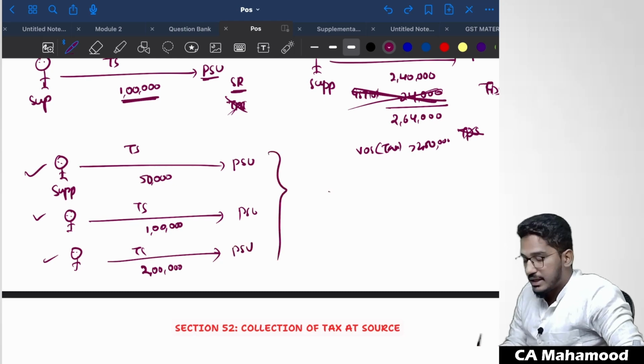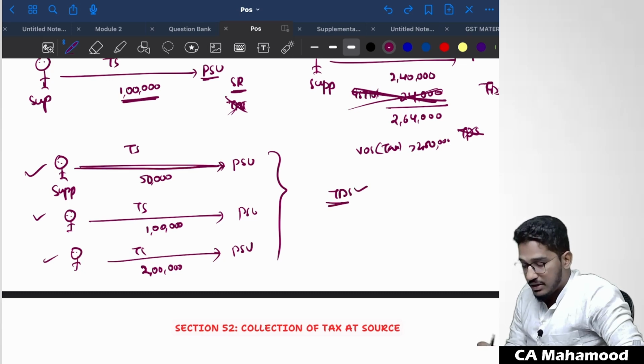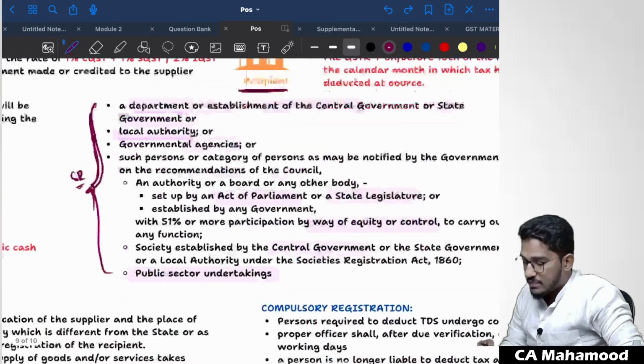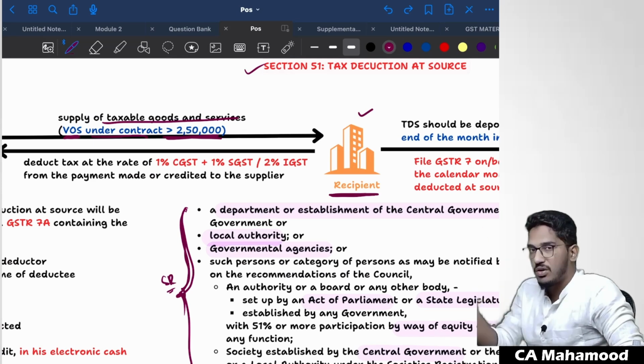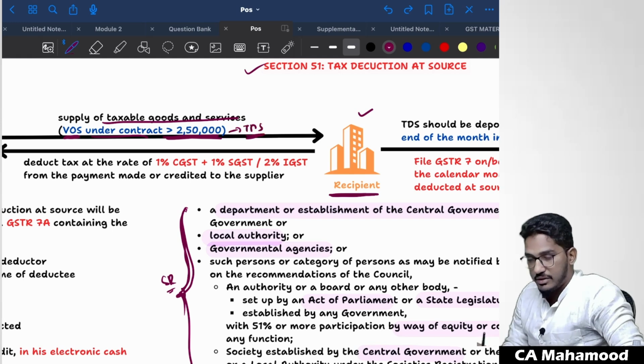So now you tell me, will the TDS become applicable? Yes. Why? Because individually the transaction might be less than 2,50,000, but under the entire contract, the value of supply under the same contract has already exceeded 2,50,000. Now on this entire value of 3,50,000, TDS will be deducted. Able to understand? So TDS provisions will become applicable when supply of taxable goods or services is happening and the value of supply under a contract, you have to see for the complete contract. If it has exceeded 2,50,000, then TDS will be deducted. Able to understand? And for determining this value of supply, you should not include the tax component.